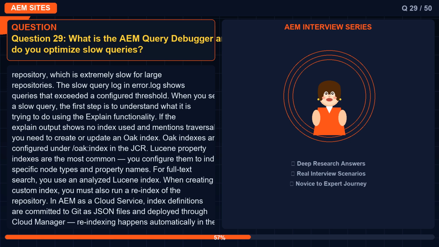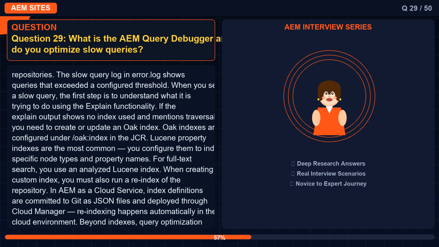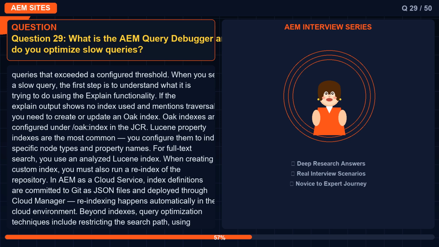Lucene property indexes are the most common. You configure them to index specific node types and property names. For full text search, you use an analyzed Lucene index. When creating a custom index, you must also run a reindex of the repository.